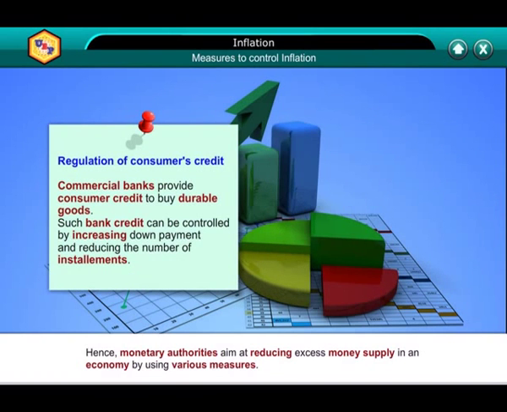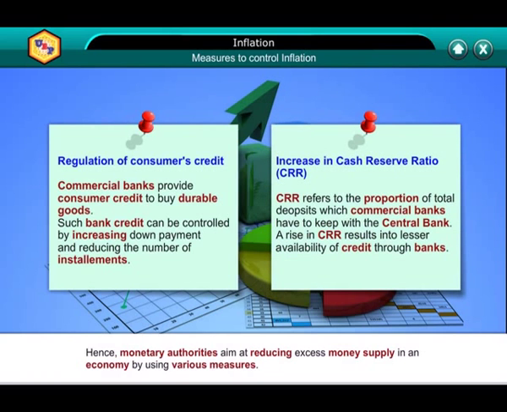Regulation of consumers' credit. Commercial banks provide consumer credit to buy durable goods. Such bank credit can be controlled by increasing down payment and reducing the number of installments. Increase in cash reserve ratio. CRR refers to the proportion of total deposits which commercial banks have to keep with the central bank. A rise in CRR results in lesser availability of credit through banks.